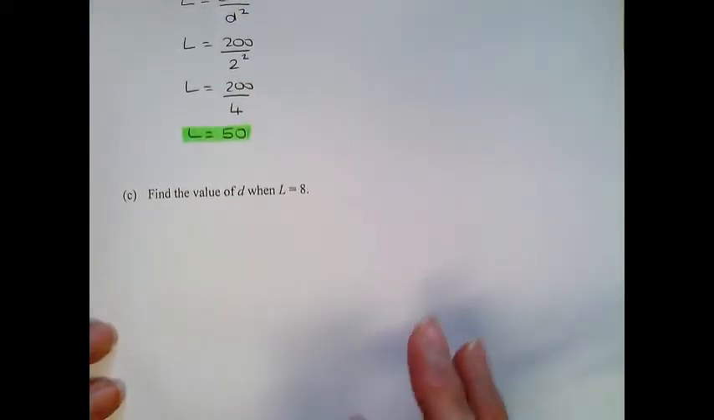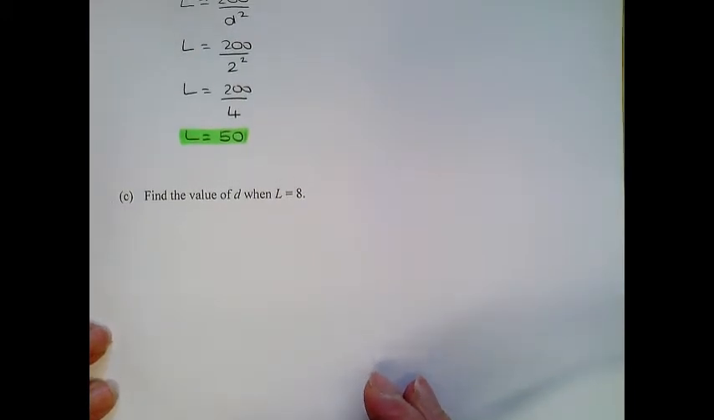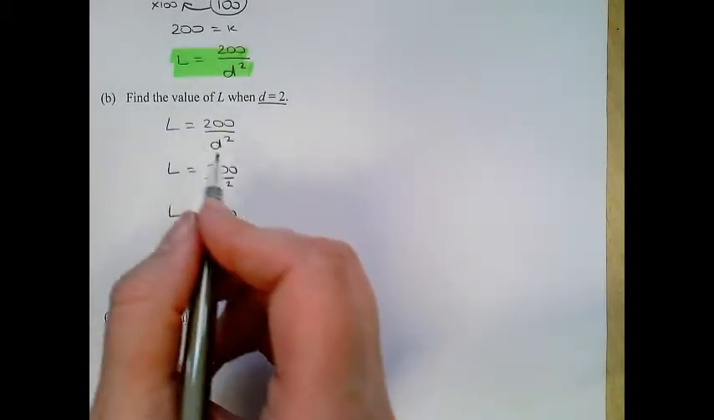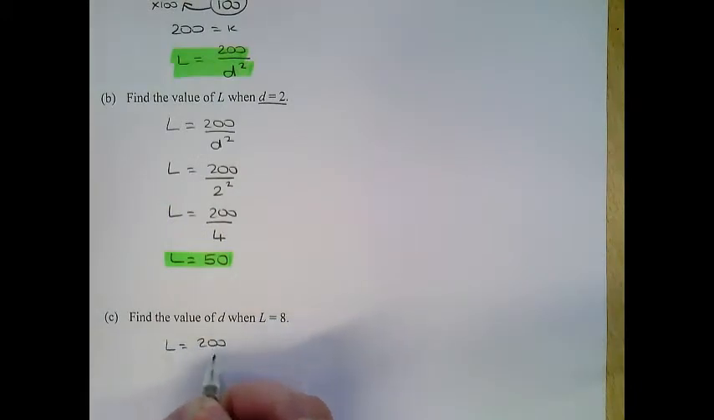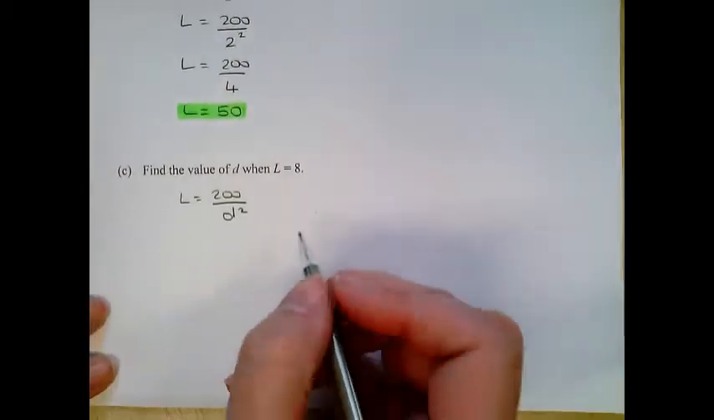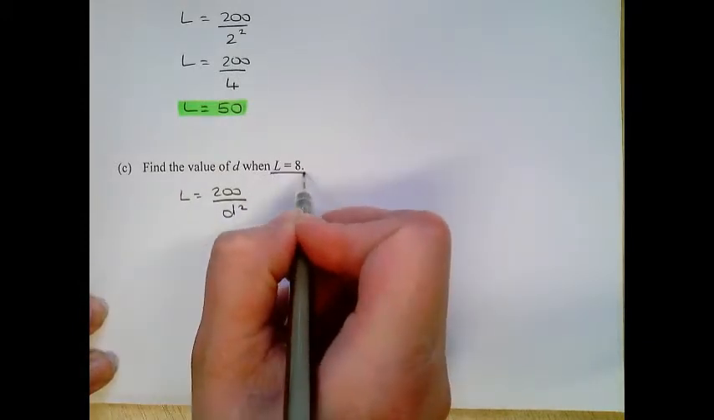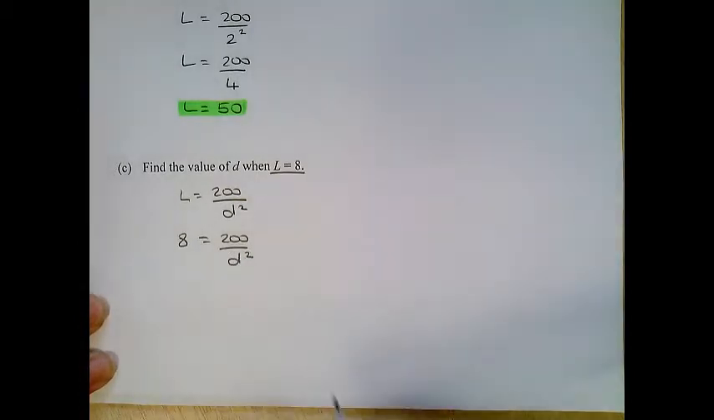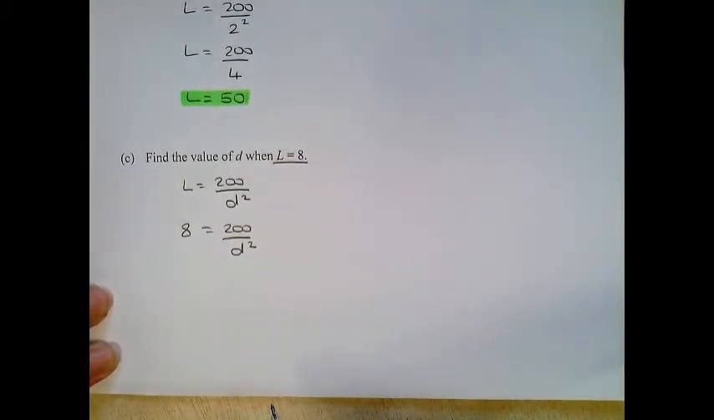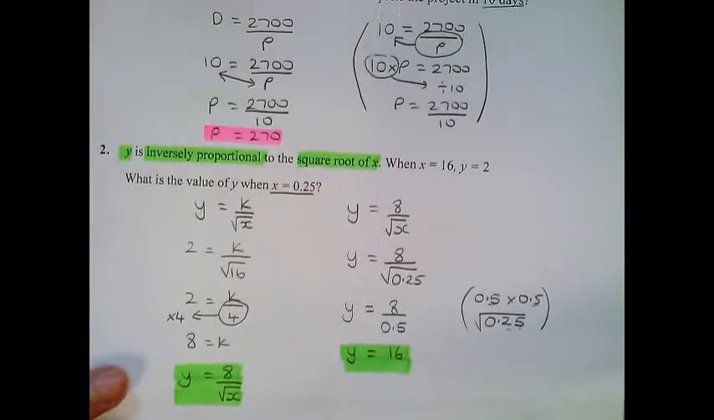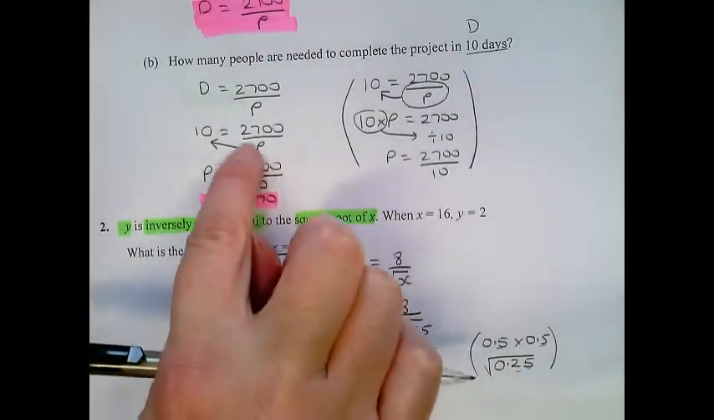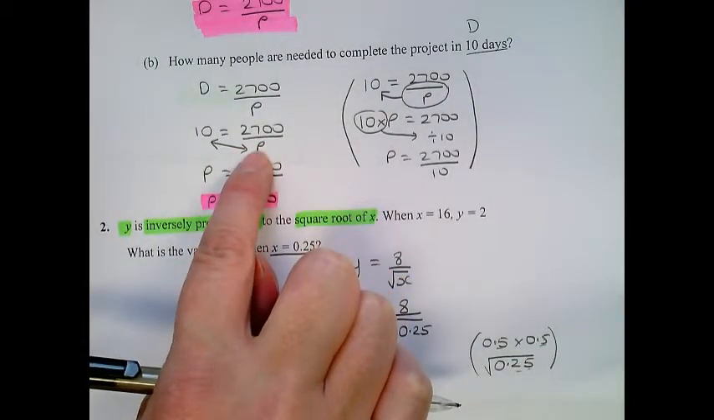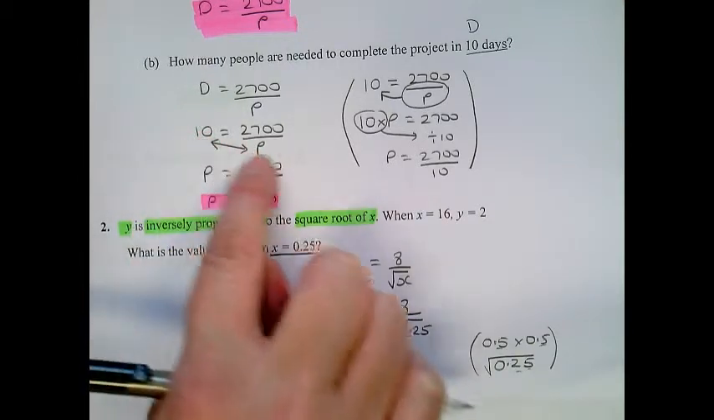Then part C, find the value of D when L is equal to 8. So I need that original equation again. L equals 200 over D squared. So put 8 in there, equals 200 over D squared. And this is a bit like the first inverse proportion one, where the letter that I was looking to find was on the bottom. So to get it out on its own, I could just swap those two round.